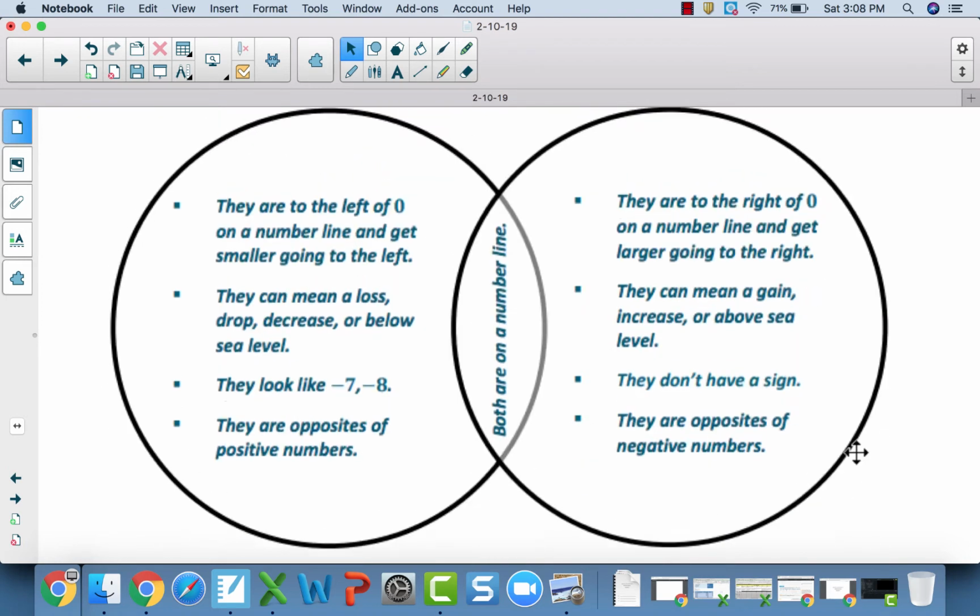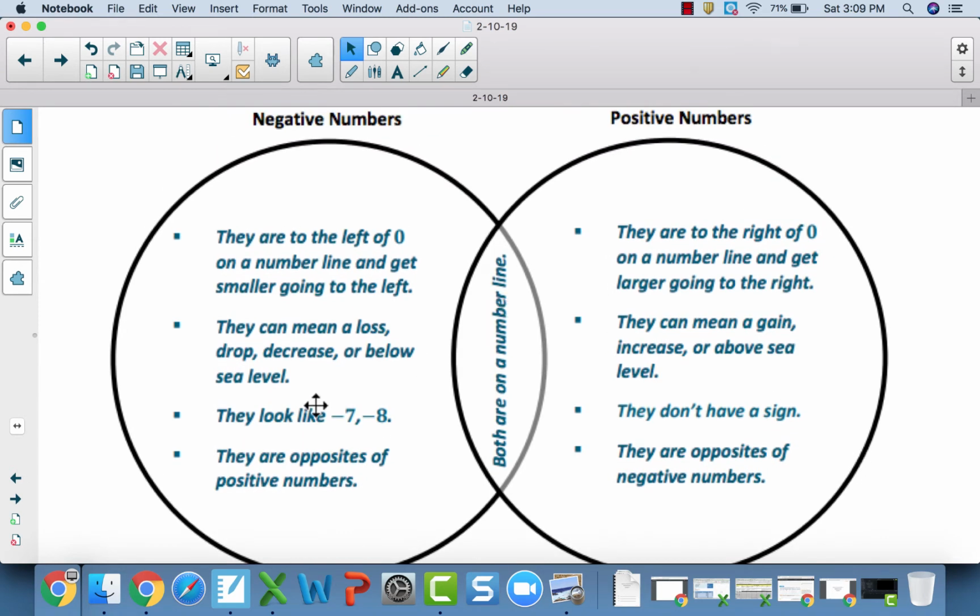I scrolled down a little bit, and this is the information that I have in my Venn diagram. Negative numbers are to the left of 0 on a number line and get smaller going to the left, because the further left on a number line you go, the smaller the value is getting. Some terms that represent negative numbers are loss, drop, decrease, or below 0. They look like this with negative signs in front, and they are the opposites of positives.